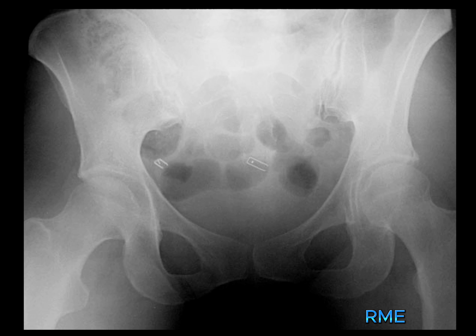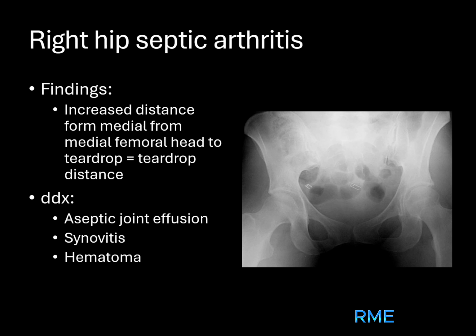What do you notice in this image? This image shows an increased distance from the medial femoral head to the teardrop, known as the teardrop distance. This is indicative of right hip septic arthritis. I can see the widening of the joint space due to effusion. Differential diagnoses include a septic joint effusion, synovitis, and hematoma.